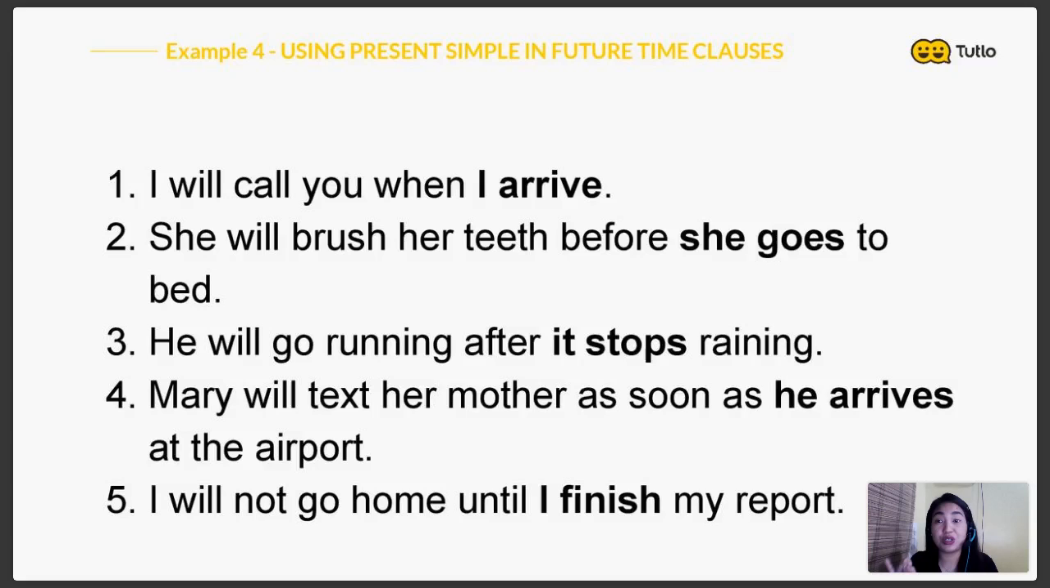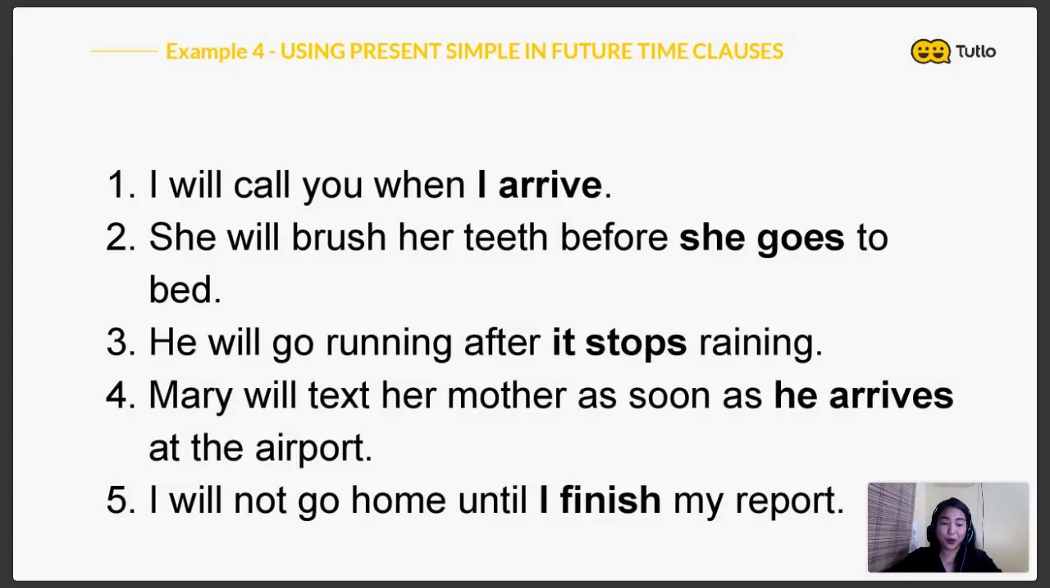Number 3, he will go running after it stops raining. Number 4, Mary will text her mother as soon as she arrives at the airport. And number 5, I will not go home until I finish my report.